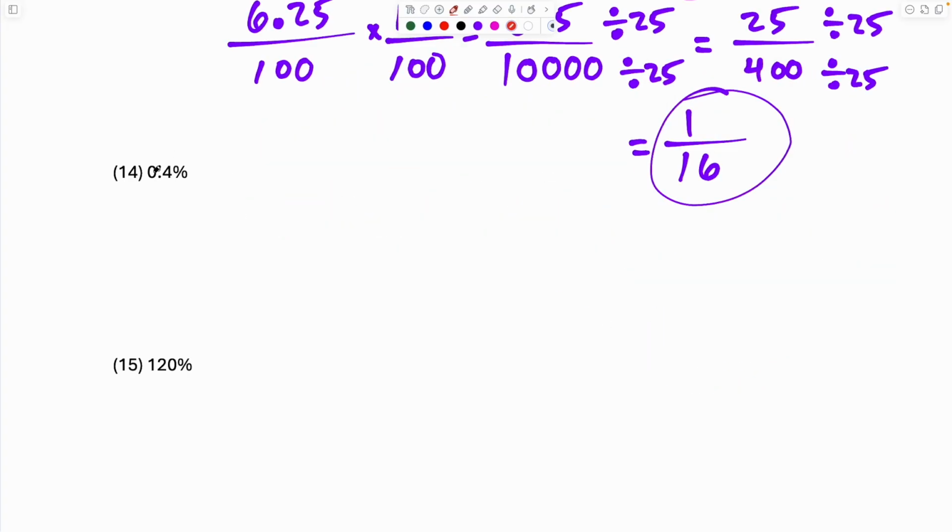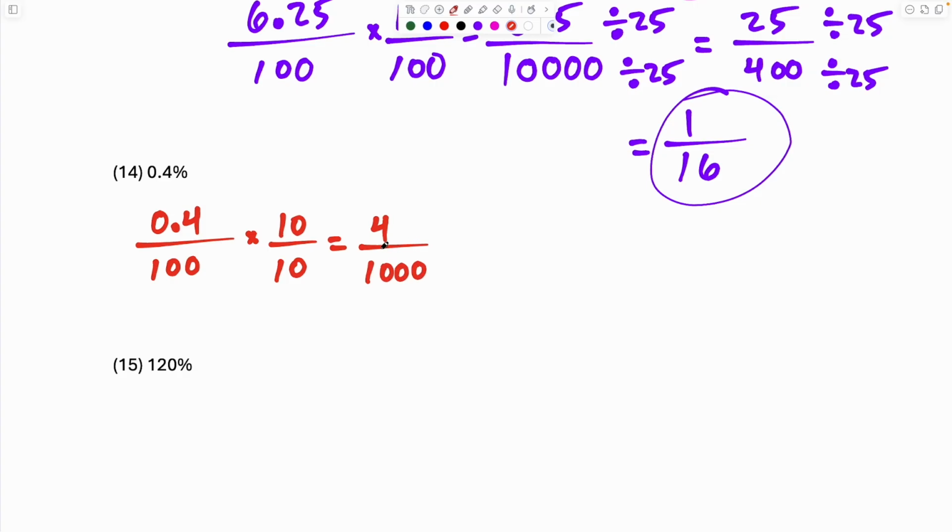Question 14, we have 0.4%. And if we want to turn this into a fraction, first we could just take 0.4 and write it over 100 because percent means out of 100. So if we want to get rid of the percent sign, we just divide by 100. And now from here, what I'm going to do is take this fraction and multiply it by 10 over 10. And the reason I'm doing that is I want to get rid of the decimal on top. So the decimal, now when we multiply it by 10, will go 1 space to the right, giving us 4 over 100 times 10 is 1,000.